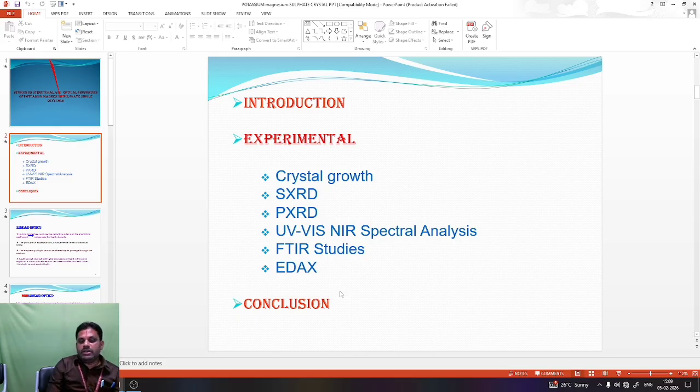And the next one is EDAX analysis. EDAX is the energy dispersive analysis of X-rays. With respect to the energy value, we find what elements are present in the sample. This is the compositional analysis of a sample. So how much potassium atom and how much magnesium atom is present in the sample in one mole of substance, what the percentage is, and whether this potassium and magnesium are present in the sample or not, is analyzed by EDAX.